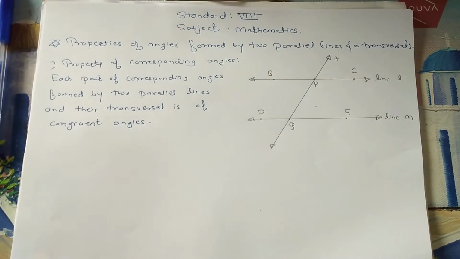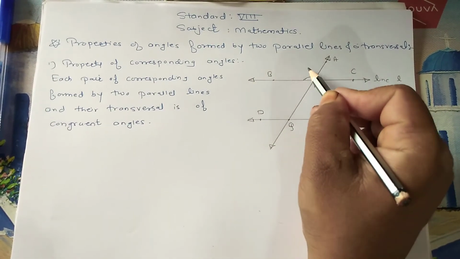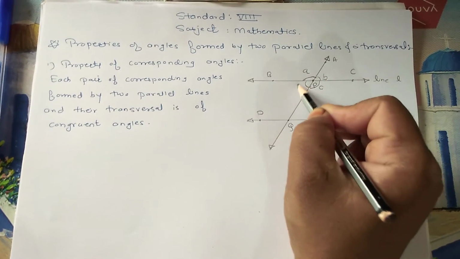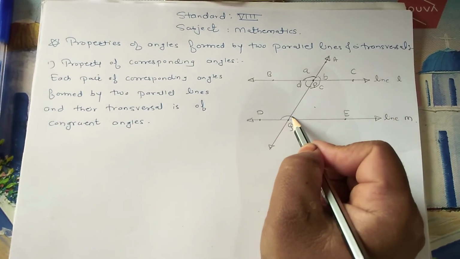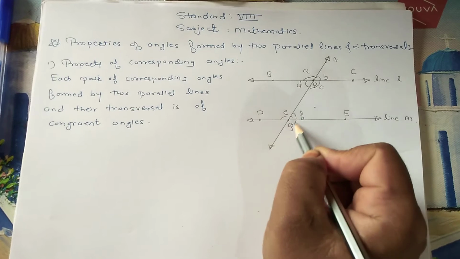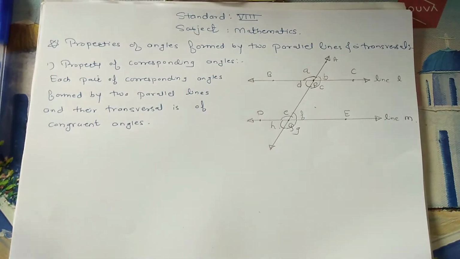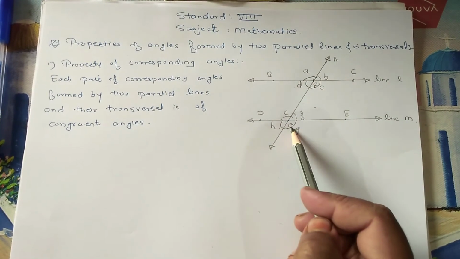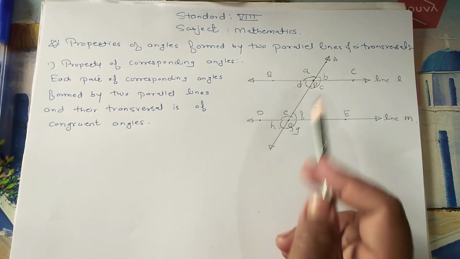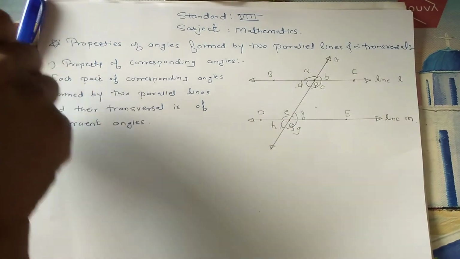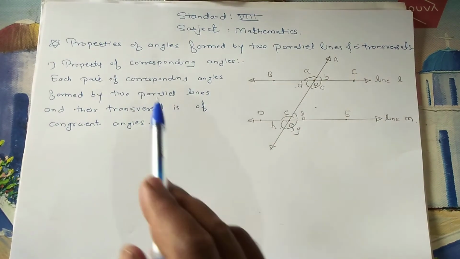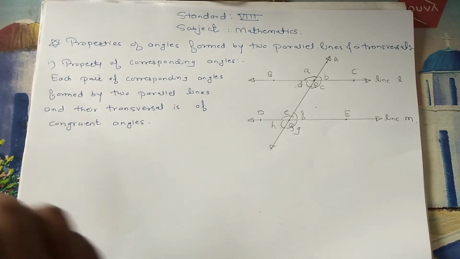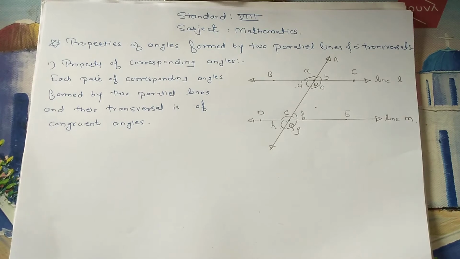Now in this figure I show the positions. Here is the position of A, then B, C, D, these four angles, then again E, F, G, H. At this point four angles are formed, and at this point four angles are formed, so a total of 8 angles are formed by the two parallel lines and one transversal. So in this case we are studying the property of corresponding angles, and the corresponding angles formed by two parallel lines and a transversal are congruent angles.